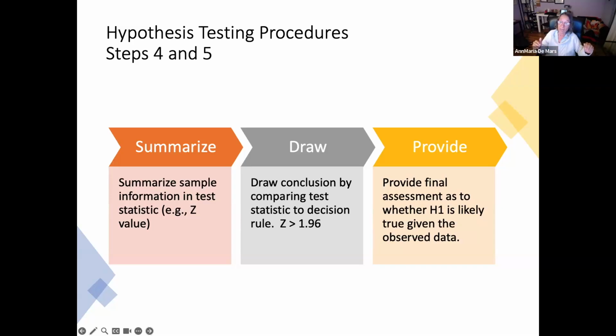Now, as your textbook says over and over, you can't prove the null hypothesis isn't true, right? It may be that 1 out of 100 times you would only get a result like this if the null hypothesis was true, but it could be that 1 out of 100 times. What you conclude is the null hypothesis isn't very likely.